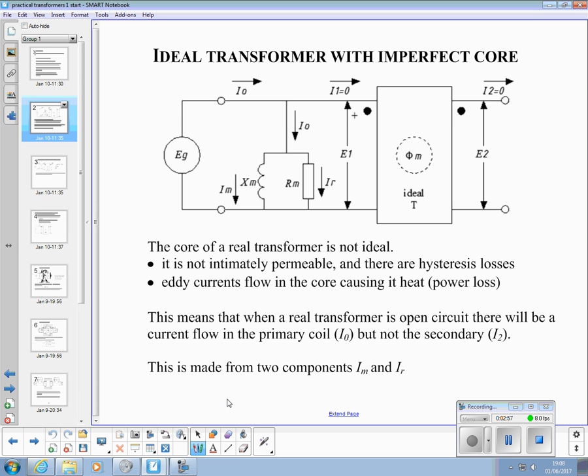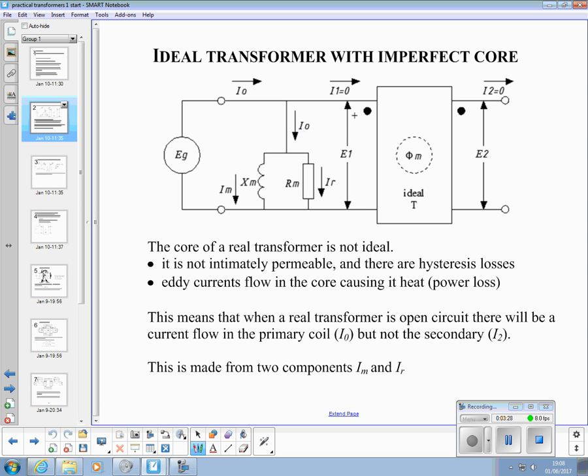Well, the core of a transformer isn't ideal. It's not infinitely permeable, and there are hysteresis losses. Eddy currents flow in the core as a power loss in the form of heat. So when we're open circuit, there'll be a current flowing in the primary coil, I0. That's this current here, flowing, even when there's zero current in the secondary.